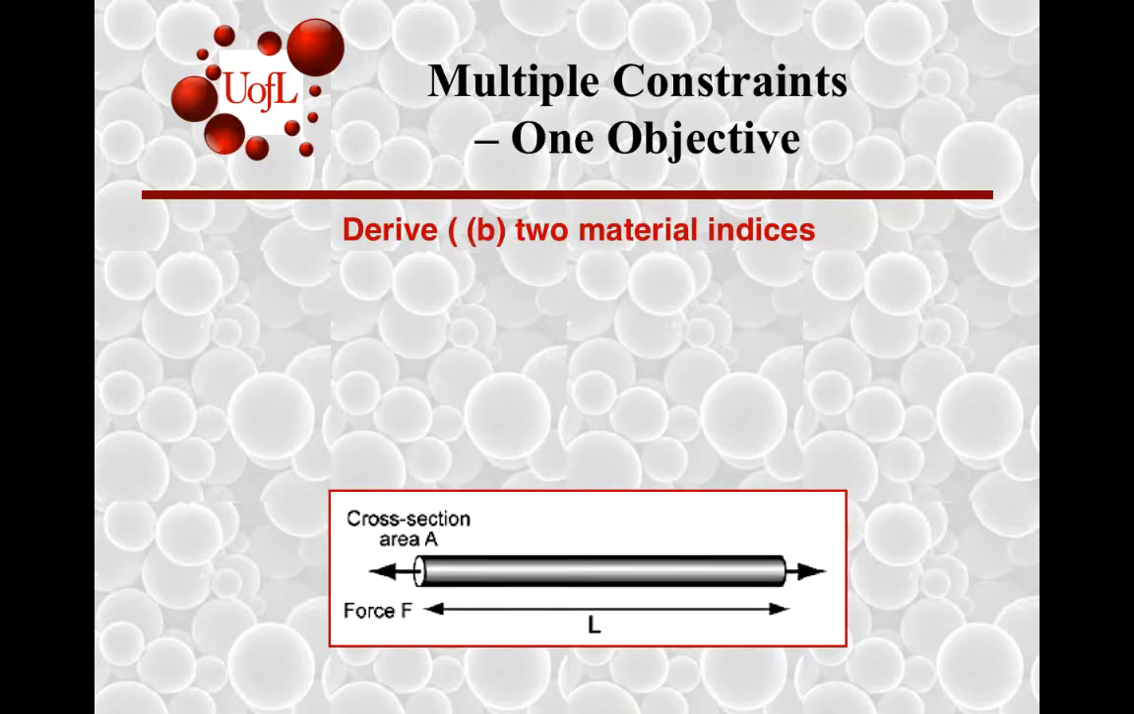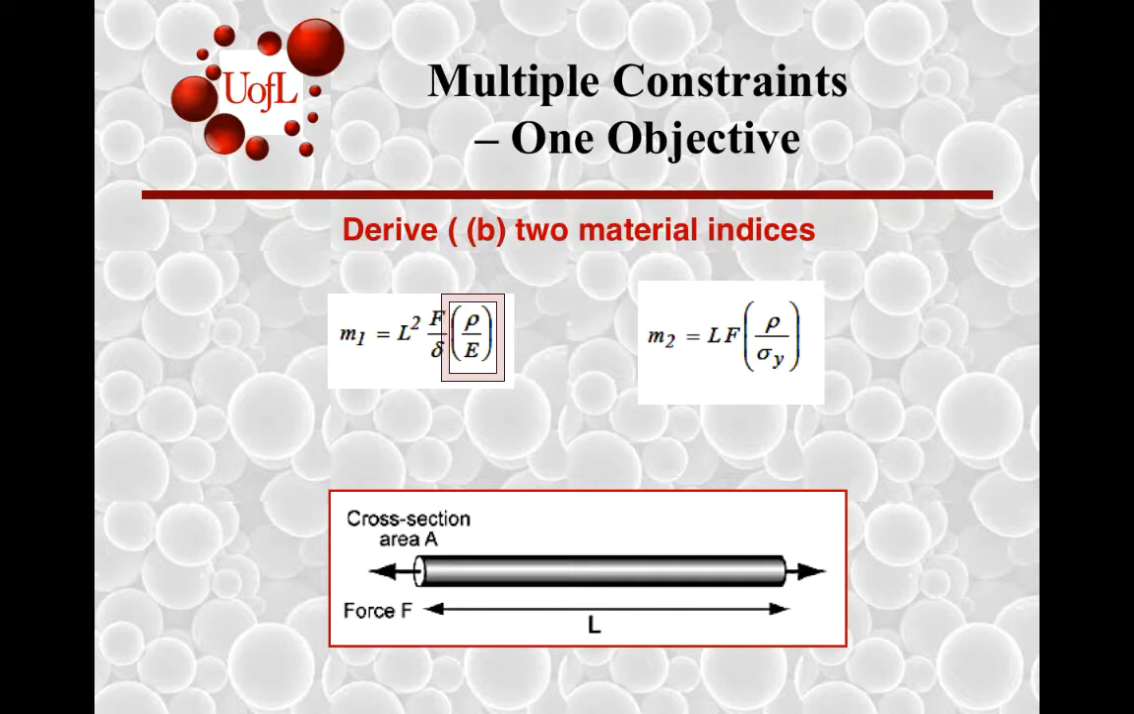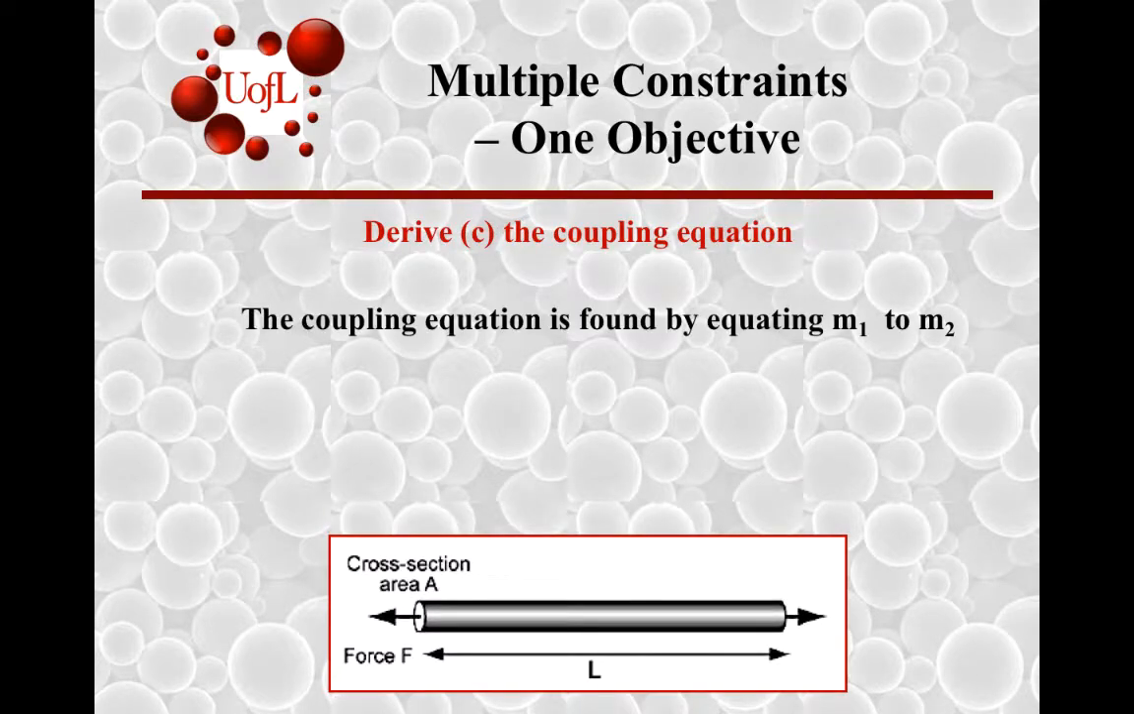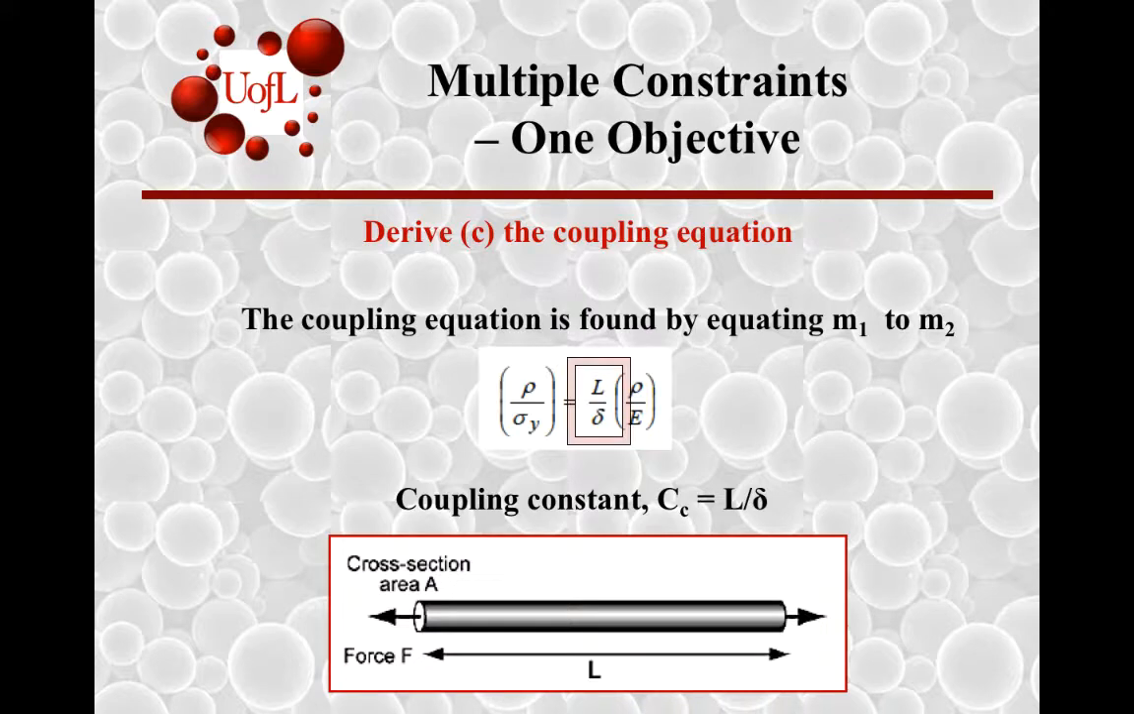So based on what we saw from the material indices in computing the two different masses, you get two different material indices. One material index is rho over capital E, and the other one is rho over sigma Y. What do we do with these material indices? Basically, we use them as two axes, right? In order to do that, first we set M1 equal to M2, and for that we can derive the coupling equation. What is the coupling constant over here? It's L over delta, as you can see in that equation.